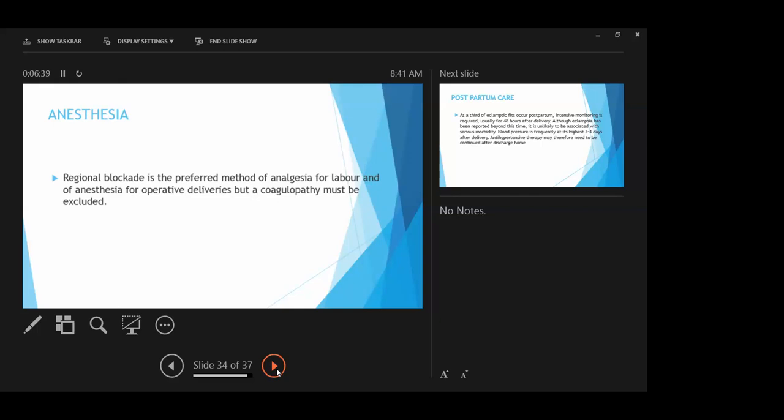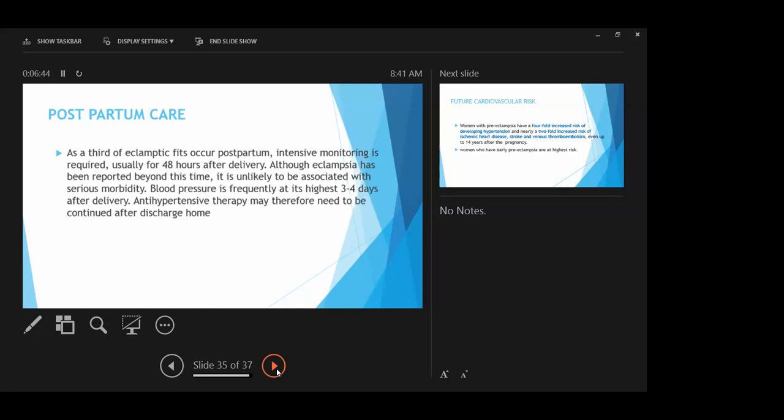One third of eclamptic fits occur postpartum, and intensive monitoring is required for 48 hours after delivery. The eclamptic fits which occur after delivery are unlikely to be associated with serious morbidity. So blood pressure should be frequently measured, and antihypertensive therapy must be continued after discharge at home.